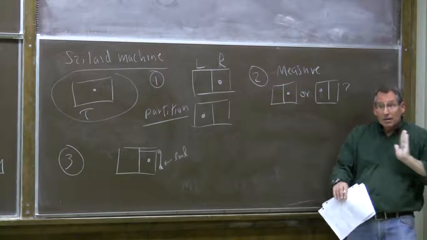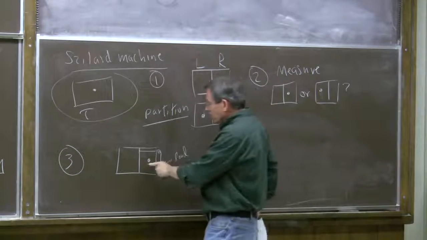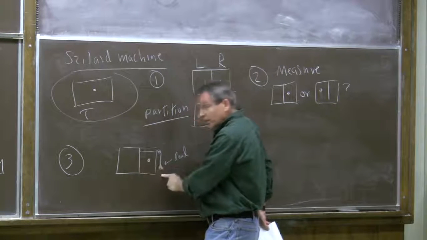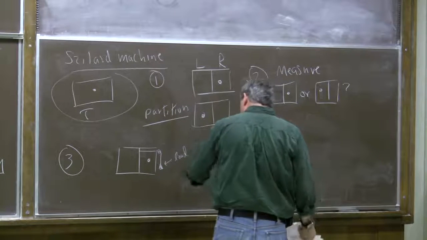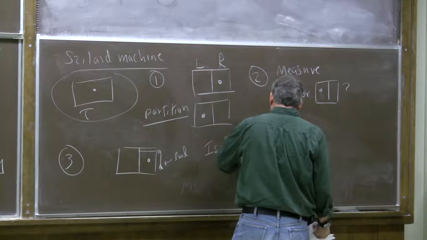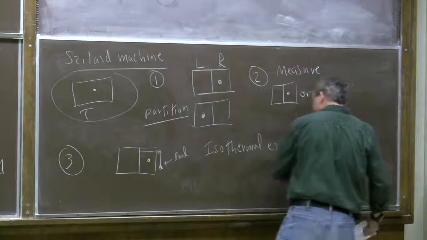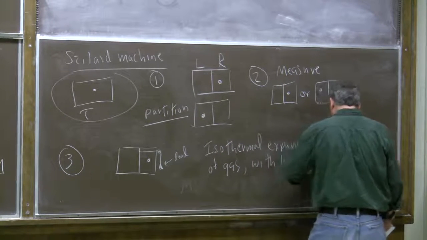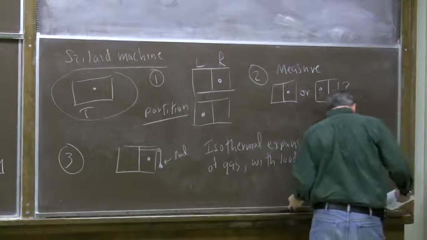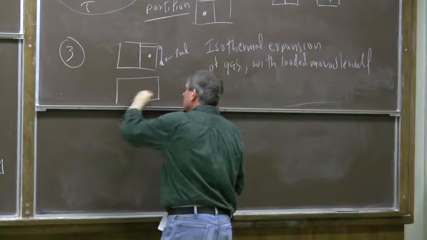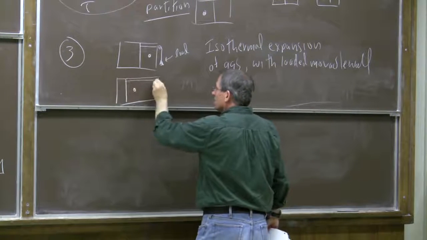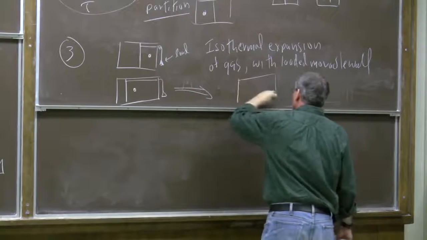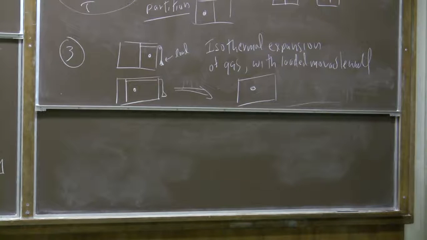And now I quasi-statically allow the gas to expand. It's going to be bouncing around. It's going to kick the movable wall every once in a while. And it's going to slowly move the wall to the left, flipping away. Okay? So the third step will be isothermal expansion of gas with loaded movable wall. So gradually the wall moves until the wall is moved all the way to the left side. Okay. And now we have no wall, and we have a single molecule bouncing around inside the unpartitioned box.